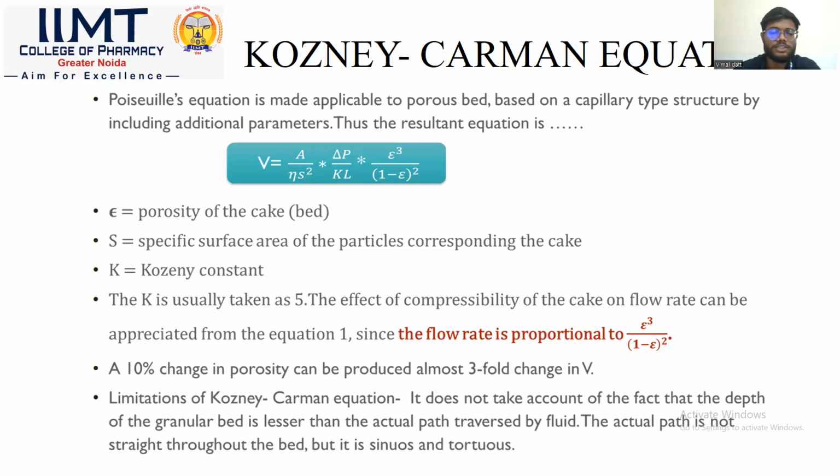So, the limitation of the Kozeny-Carman equation is it does not take account of the fact that the depth of a granular bed is lesser than the actual path traversed by the fluid. The actual path is not straight throughout the bed, but it is sinuous and tortuous. So, it is a limitation of the Kozeny-Carman equation.